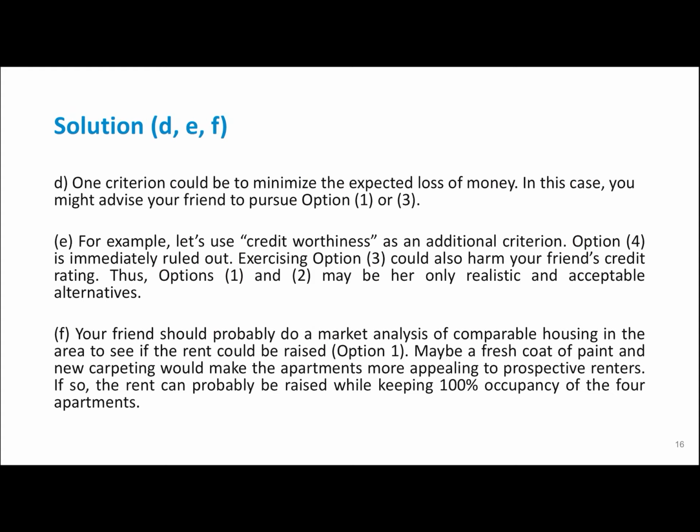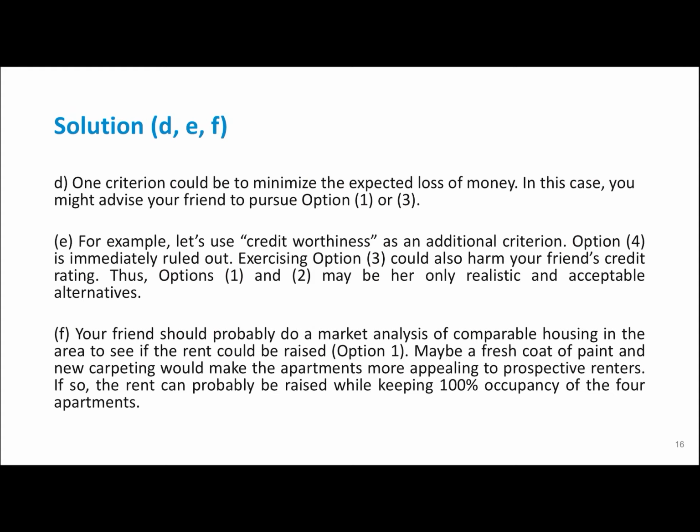You abandon the building, it means that you need to pay the bank the remaining $90,000. So exercising option 3 could also harm your friend's credit rating, because again she just spent 10,000, but she will try to rebuild, resell or sell the building again, so she will lose much money again. So 1 or 2 may be realistic acceptable alternatives, because she tried to compensate from maintenance, so she's still keeping expenses equal to the received money, or even one, she tried to increase the rent.